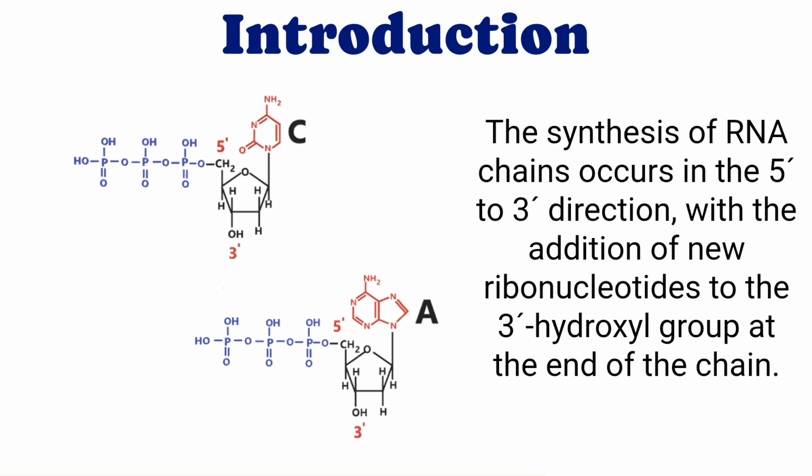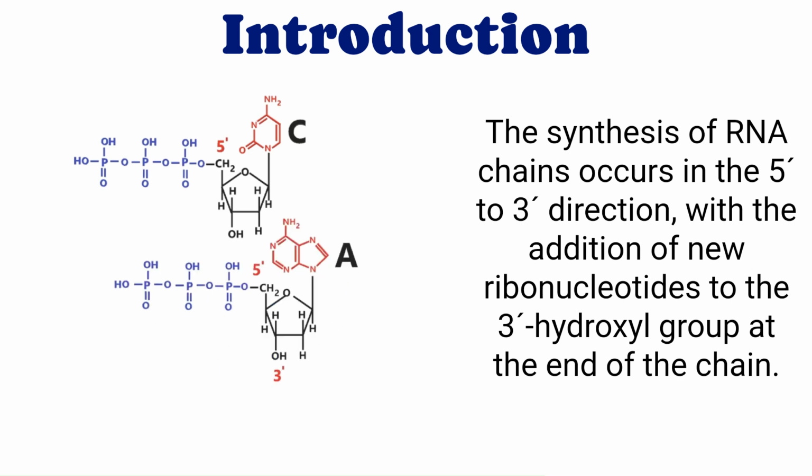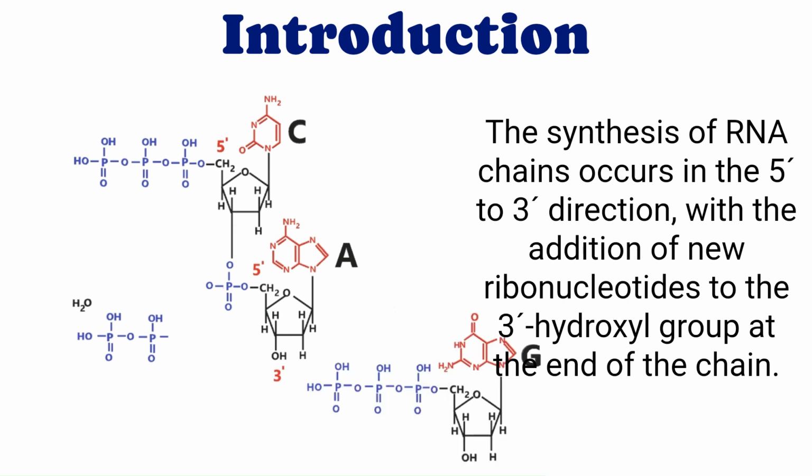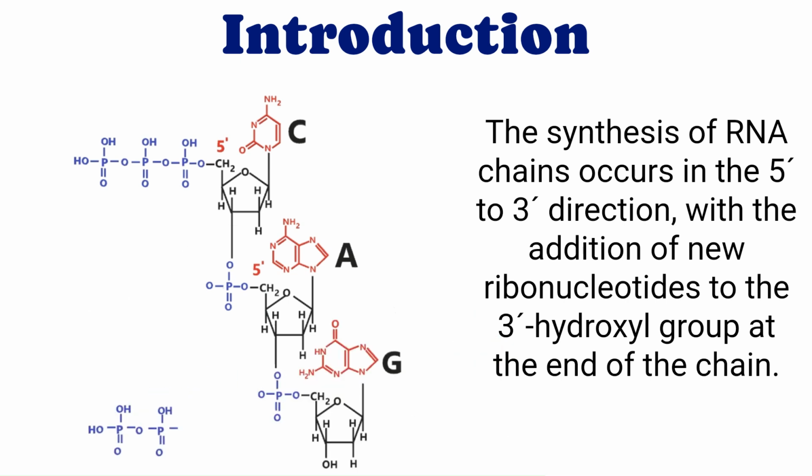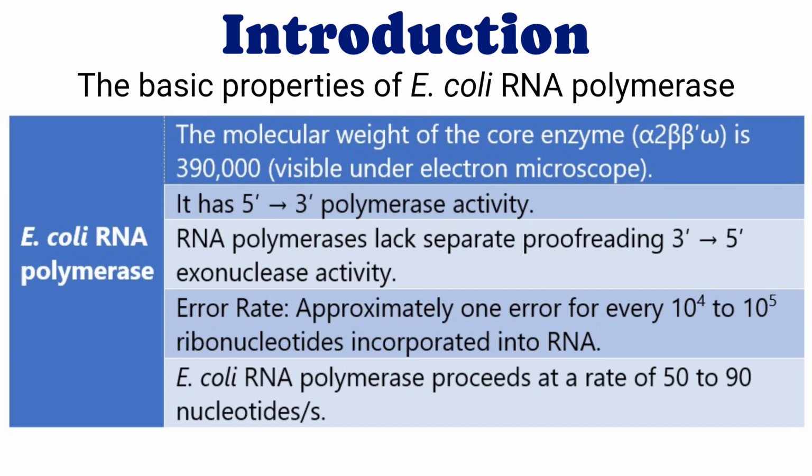The synthesis of an RNA chain, like DNA chains, occurs in the 5' to 3' direction with the addition of new ribonucleotides to the 3' hydroxyl group at the end of the chain. The enzyme that catalyzes RNA synthesis is called DNA-dependent RNA polymerase, or simply RNA polymerase. Unlike DNA replication, primers are not required here, and bacterial RNA polymerase is composed of many subunits.